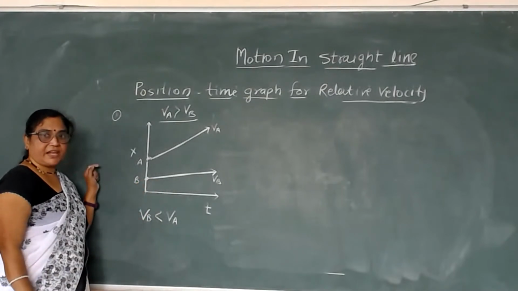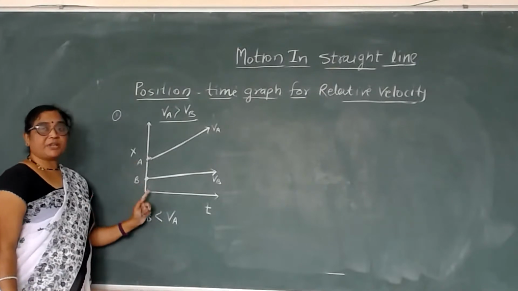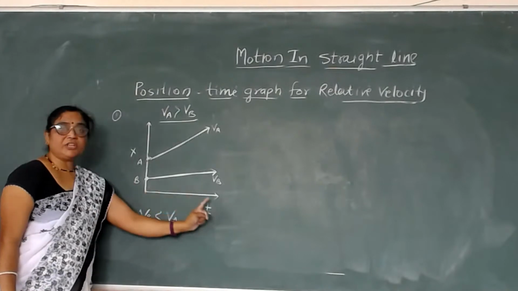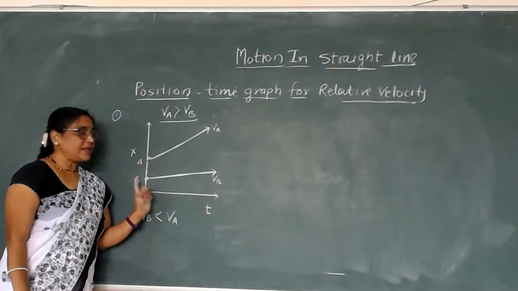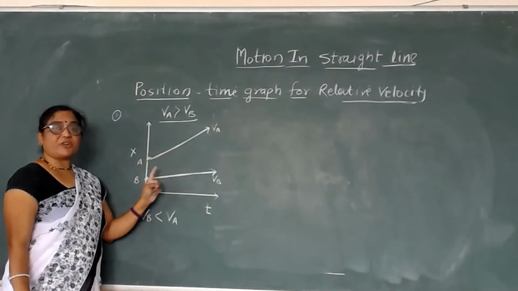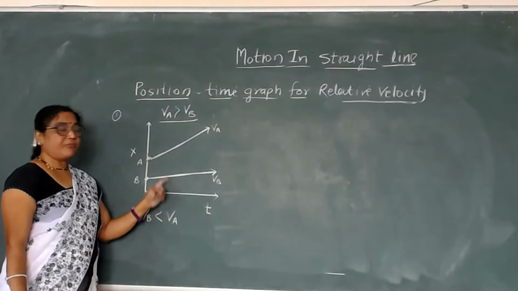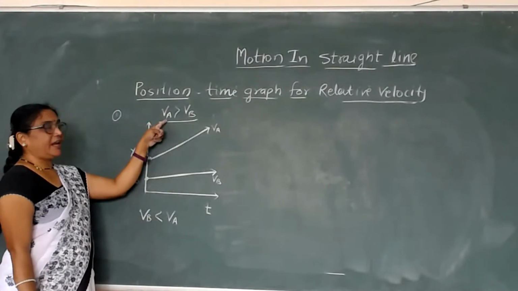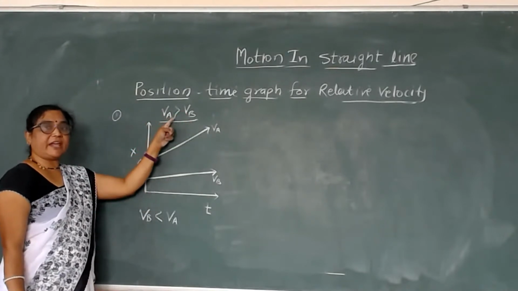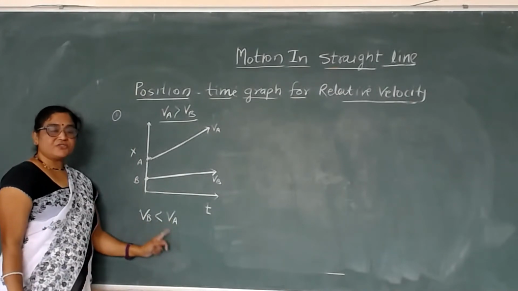So this is known as a position time graph. A position time graph is that by taking the position on the y-axis and time on the x-axis, the graph is plotted. And with this graph, by using the nature of the graph, we say that the velocity of A is more than the velocity of B. Otherwise, if we compare B with A, the velocity of B is less than the velocity of A. So this is a graph.